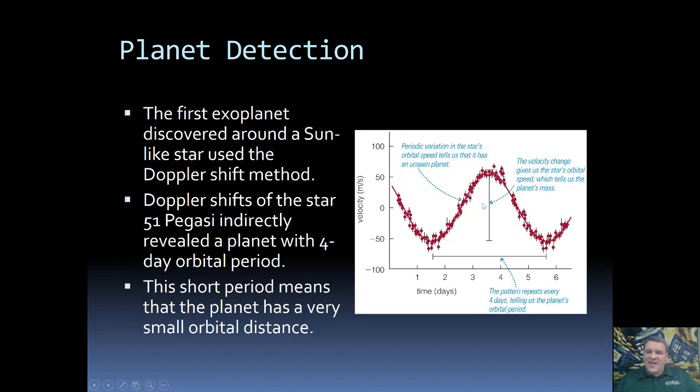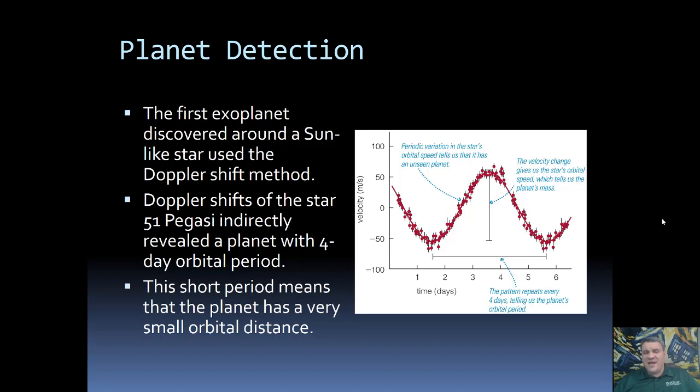Then, using the height, how fast it's going, how far it's shifted, we can determine how massive the planet is. The larger the shift is, the more massive the planet is. Based off of this, the planet orbiting this star is larger than Jupiter. So we have a Jovian planet bigger than Jupiter that is incredibly close to its star.